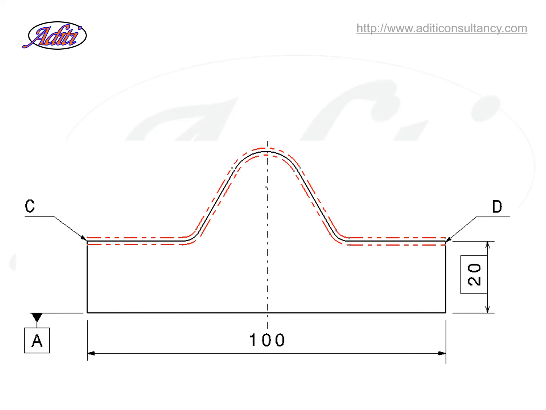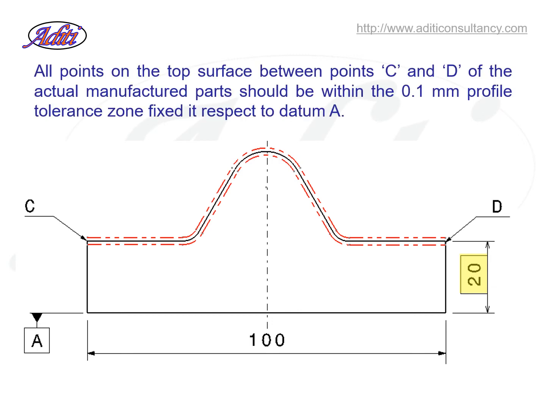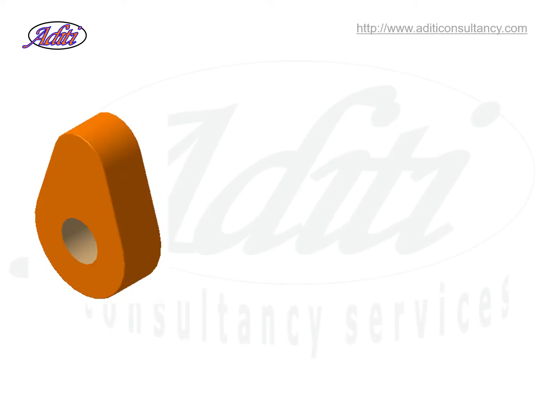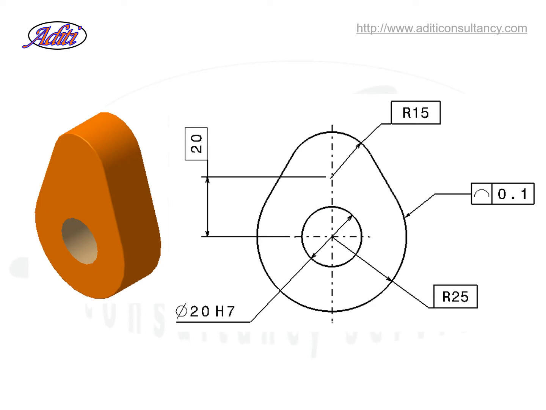Now you see this locating dimension 20 mm is also basic. So apart from any variation in the profile of the top surface of the part, variation in this locating dimension also will lead to rejection of the parts. Let us see what is profile of a line. If you apply profile of a line tolerance to the contoured surface of a master cam like this, the drawing will look like this.